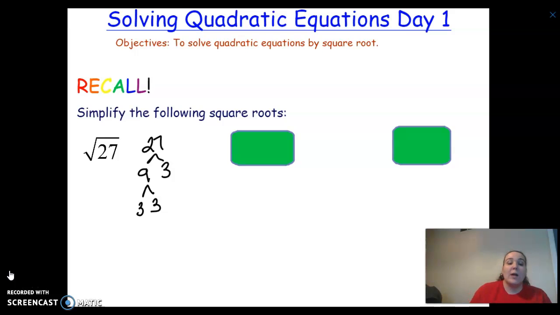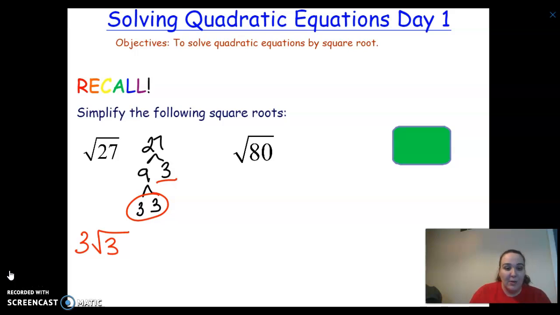Then remember, the whole idea of simplifying a square root is to take out a perfect square. So if you look right here, I have a pair of 3s. Okay, well, 3 times 3 is 9. The square root of 9 is 3. So that tells me that a 3 goes on the outside, while this 3, who has no pair, goes on the inside.